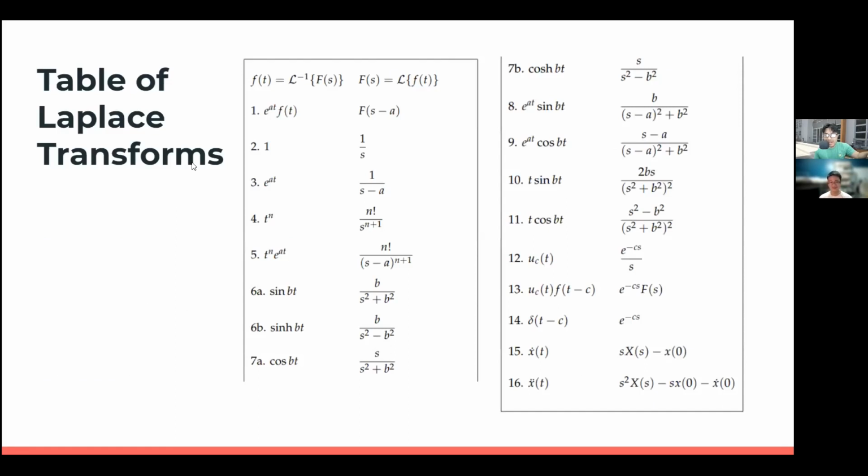And ayun, dahil nga isa to sa mga mostly na ginagamit, especially pagdating nyo sa systems natin, pag model ng mga systems, meron tayong ito, table ng mga common na Laplace transforms. So essentially, pagka meron kang nakitang e to the constant times t, yung Laplace transform niya is automatically ganito agad yung form niya. And then ganun din doon sa mga other elementary functions natin.